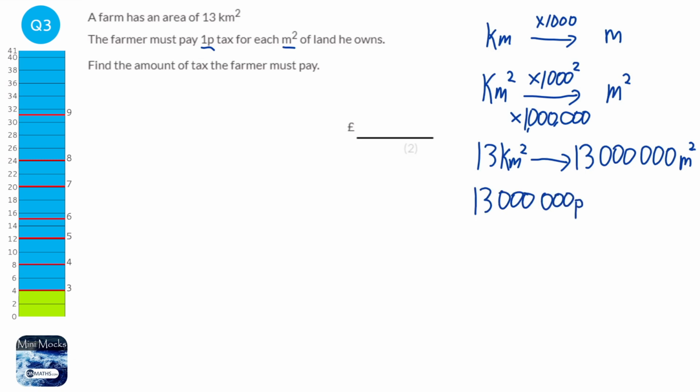But the answer is going to be in pounds. So we just need to get rid of 2 of the zeros at the end. So it's going to be 13, 1, 2, 3, 4. So it's going to be £130,000.